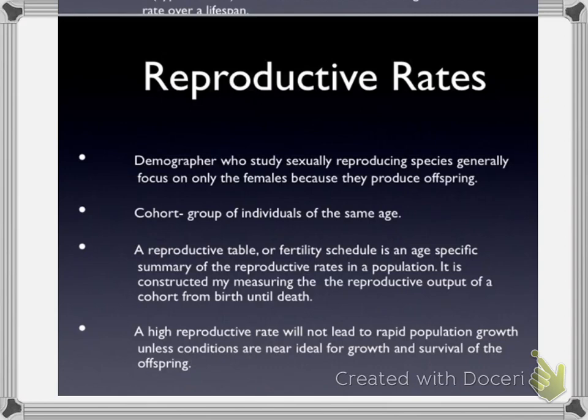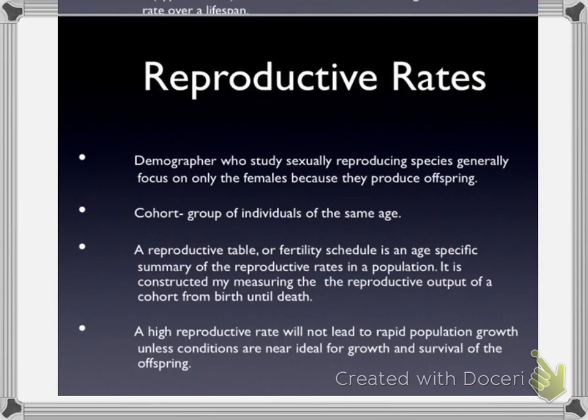Now, ecologists and demographers who usually study sexually reproducing species generally focus on only the females, because only the females can reproduce offspring. So for demography, which has to do with the birth and death rates, obviously that has to do with the females because they're the ones that have the offspring. So they really try to focus on the females, and they can get a good idea of the demography of a population just strictly off the females.